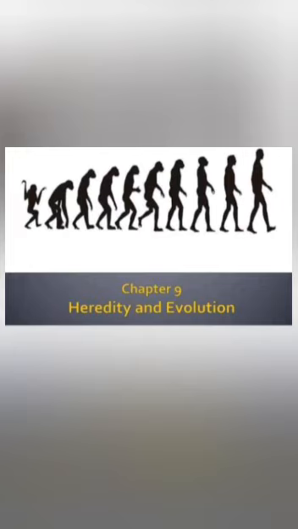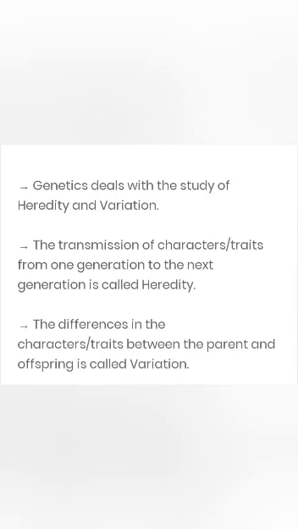Good morning, students. In this video, we are going to start the chapter Heredity and Evolution. The branch of science which deals with heredity and variation is known as genetics. What is heredity? The transmission of characters or traits from one generation to the next generation is called heredity.